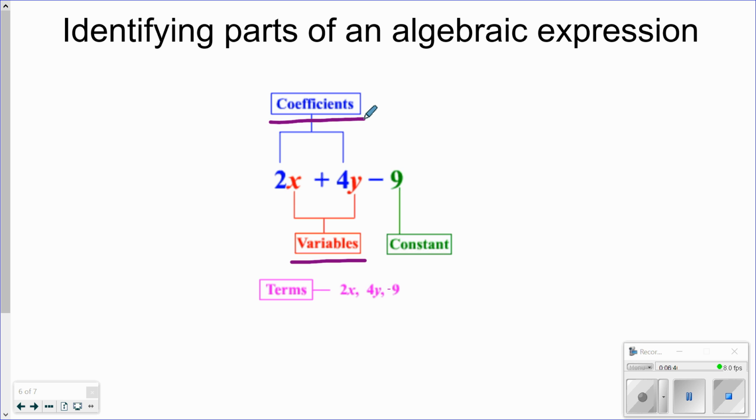Coefficients are those numbers in front of the variable. So in this example, it's 2 and 4. A constant is a number that does not have a variable associated with it. So 9 is going to be our constant. And the terms here, terms are what the expression is made up of. So 2x, 4y, and negative 9, those are all the terms in the algebraic expression.